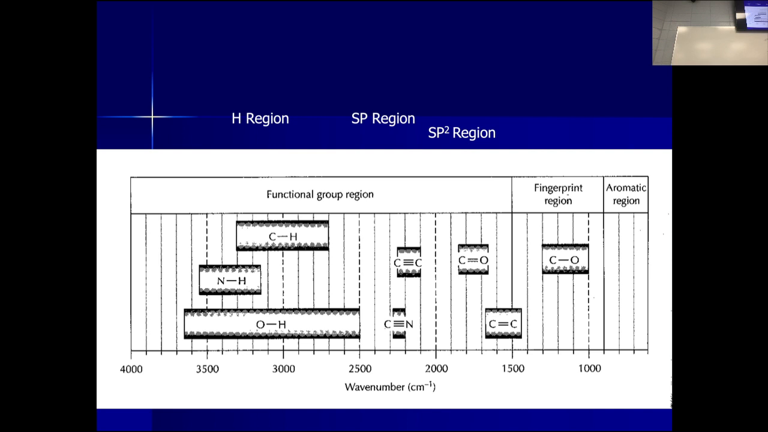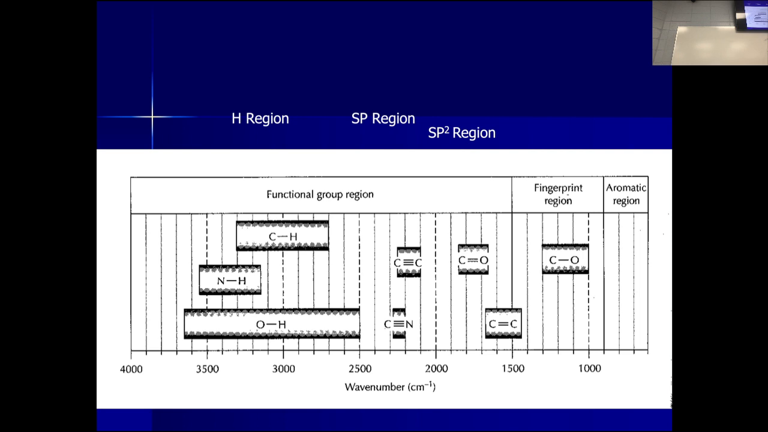There are no absorptions there. Well, again, Mother Nature's good to us. We just add another 500. Now we're at 2500. We draw another line. This is called the sp region. This is where we're going to find anything that's sp hybridized. You're going to find carbon-carbon triple bonds and carbon-nitrogen triple bonds. Anything that's sp hybridized is going to appear in that region.